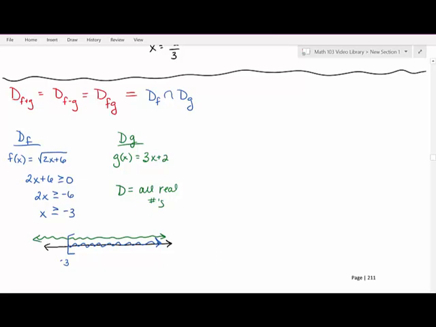And we want to intersect the two domains. Intersection is the overlap between the two, so we look for the overlap in shading. Our overlap in shading occurs from -3 on. So that's our domain for our sum, difference, and product function. Written in interval notation, including -3 to positive infinity.